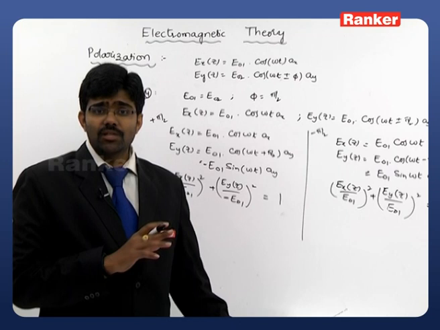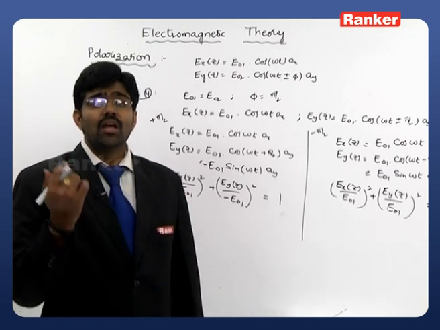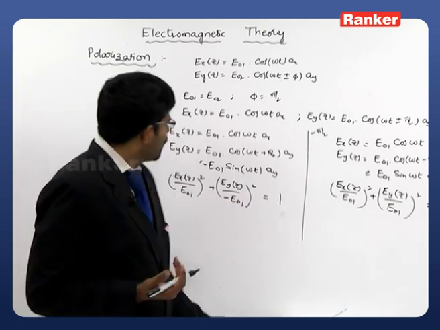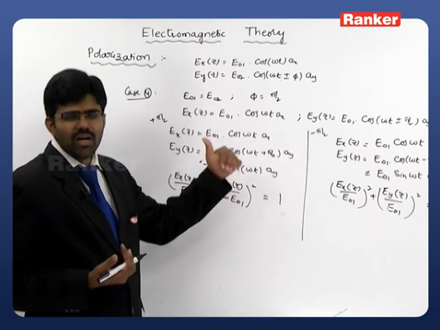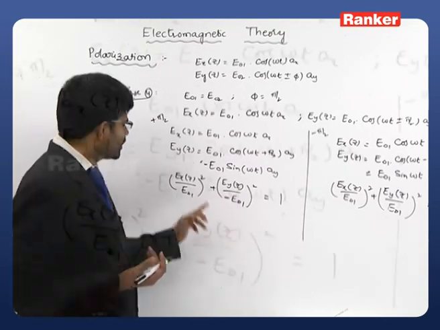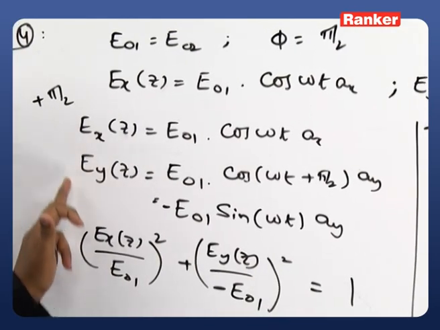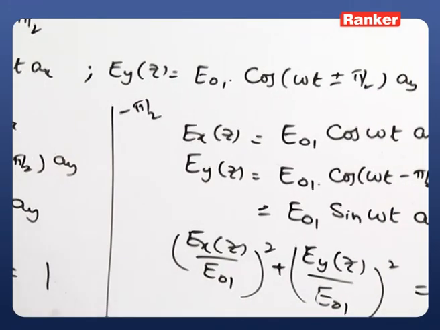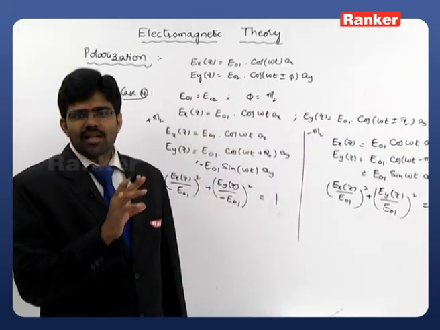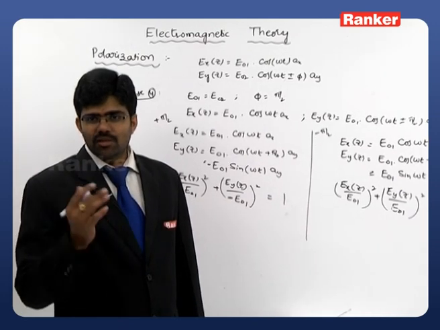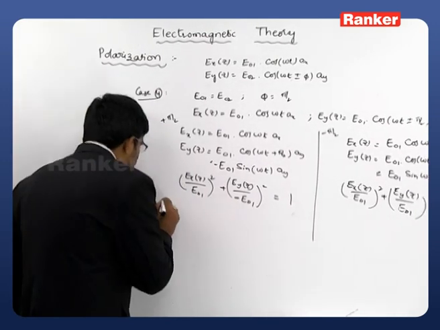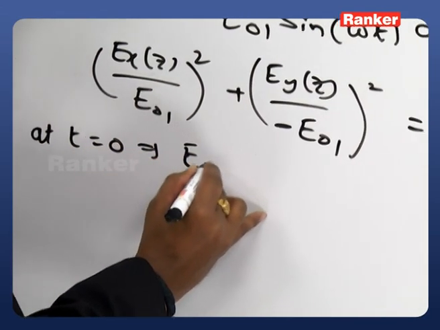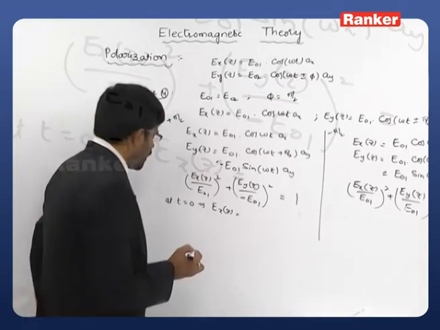Once again, same as our previous one, this circle may rotate in the clockwise or anti-clockwise direction. That is what we have to interpret by substituting some initial time and final time for these two expressions. So I will consider the initial time as 0 and the final time as pi by 2, same as our previous one. At t is equal to 0, what is Ex of z? That is what I observe.